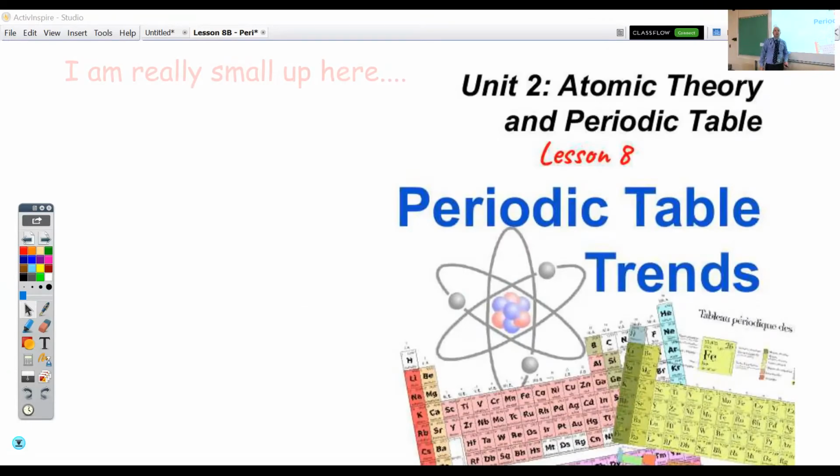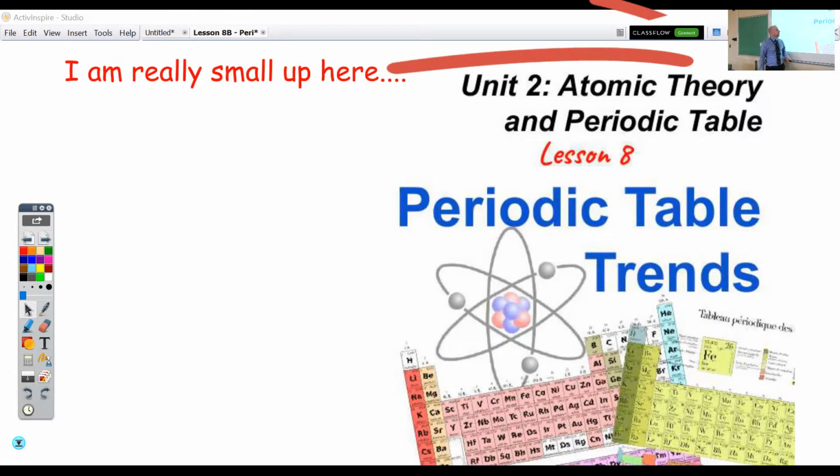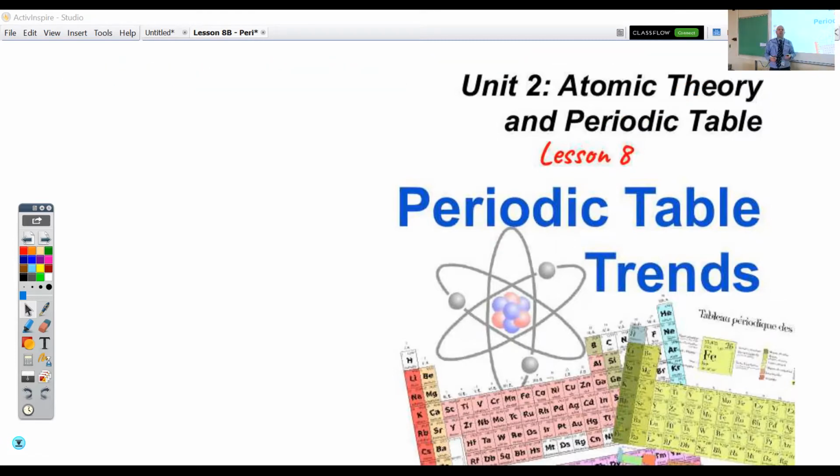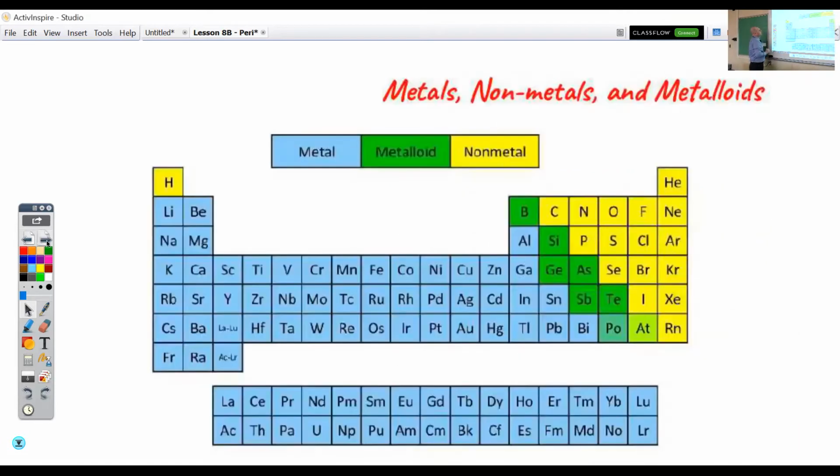Hi, everyone. Today I'm going to go over Lesson 8 in Unit 2, which is on periodic table trends. This is actually the assignment that accompanies the first part of the lesson that we went over earlier this week. So if we look at our first slide here, let's take a look.